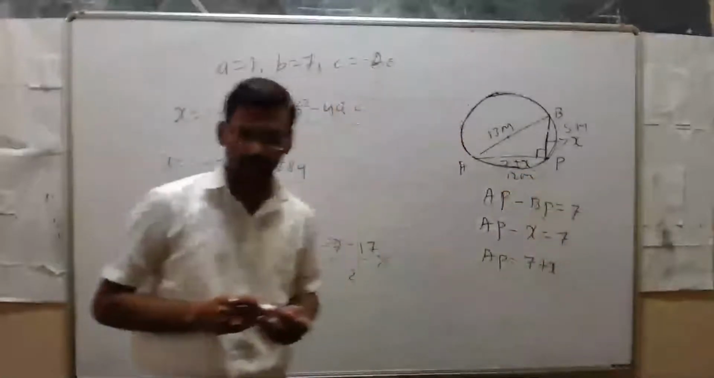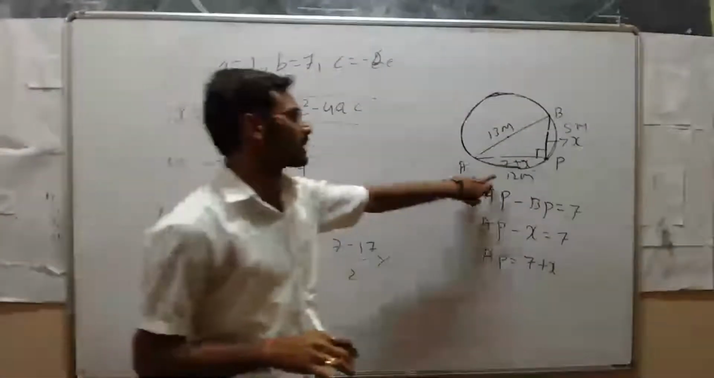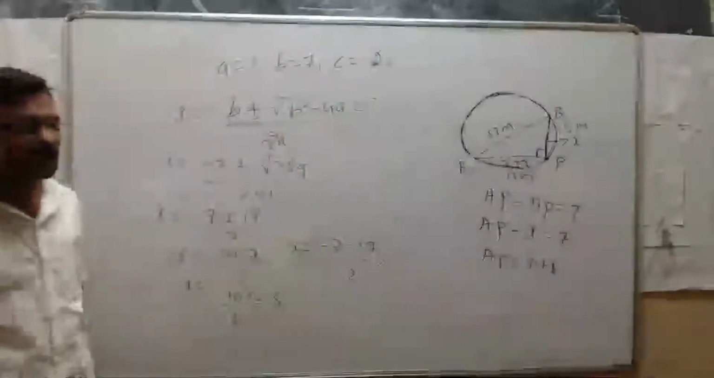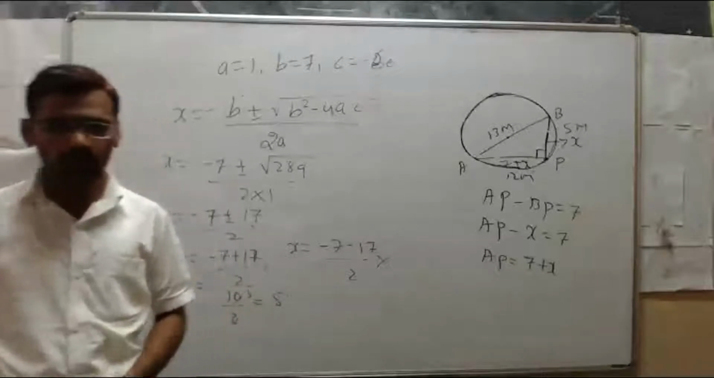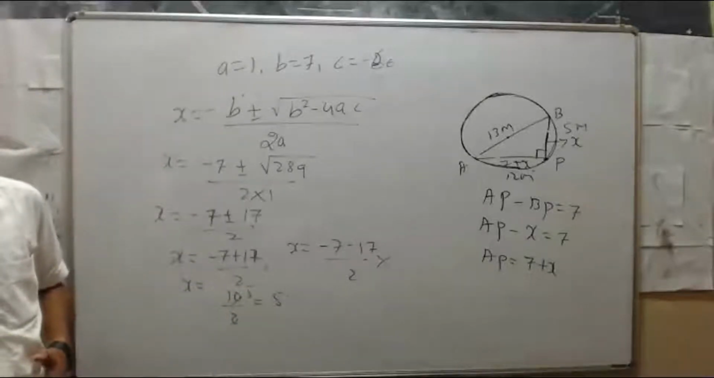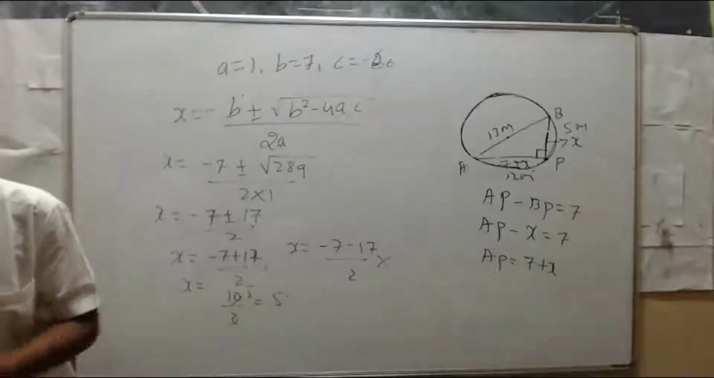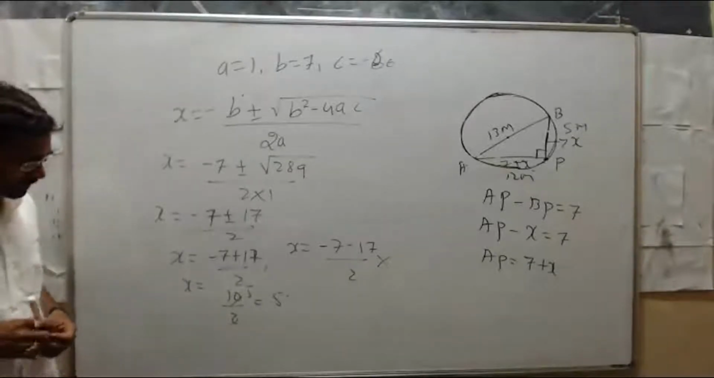Yes, it is possible. 12 meter and 5 meter. Therefore x is equal to how much? 5. It is possible. X is equal to 5 meter. Yes, it is possible.